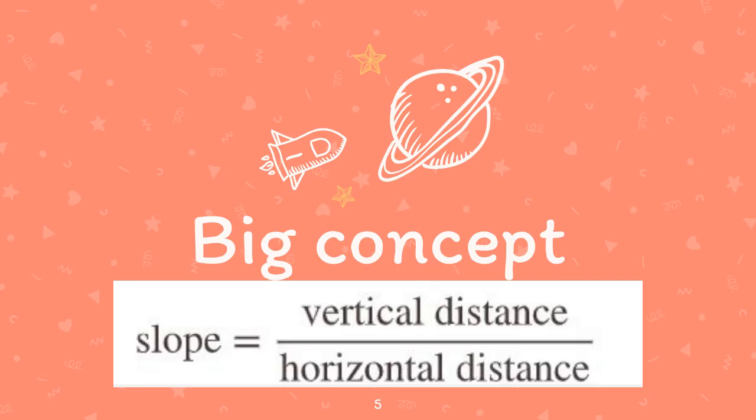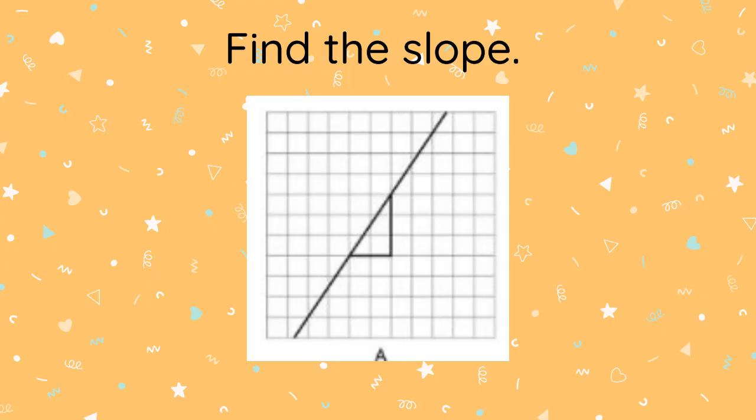So how we find the slope is we take our vertical distance, which is up and down, divided by our horizontal distance, which is side to side. Another way that you'll hear me refer to this in the future is rise over run: how much we rise and how much we run. Knowing that we need our vertical distance over our horizontal distance, I need to find what my vertical distance is here and what my horizontal distance would be.